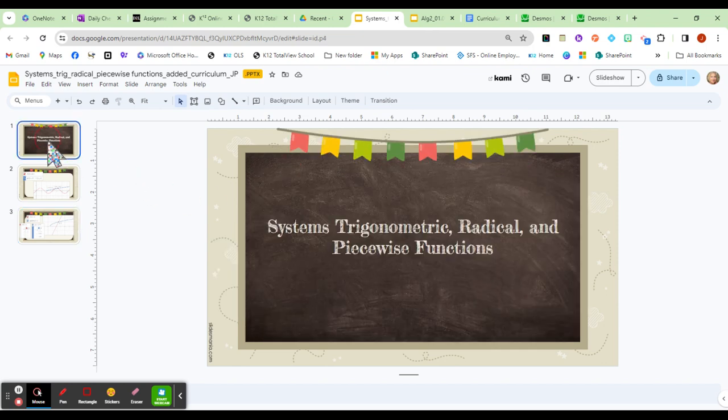So again, systems don't just have to be linear or quadratic. They can also extend to trigonometric, radical, and piecewise functions.